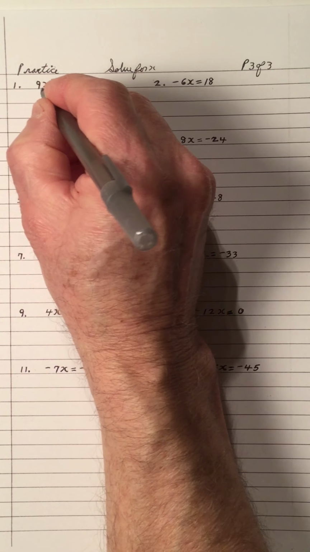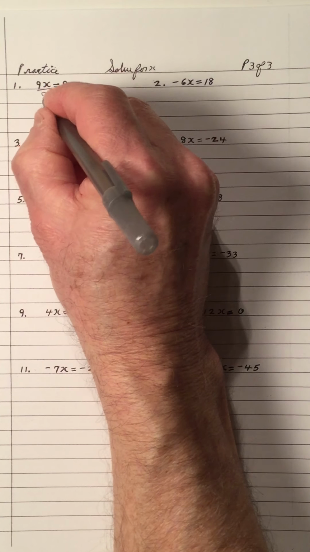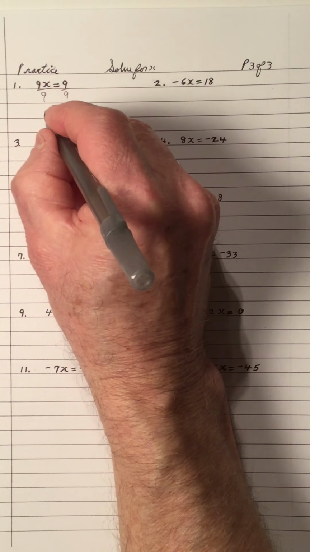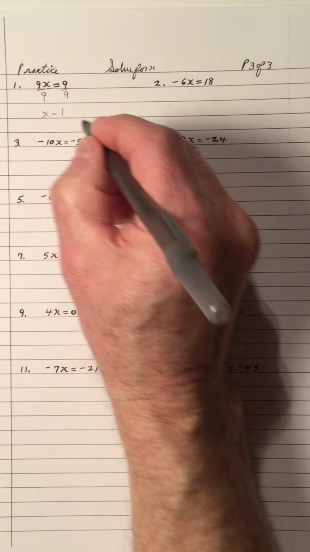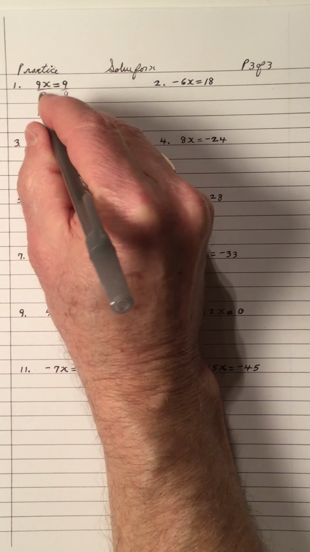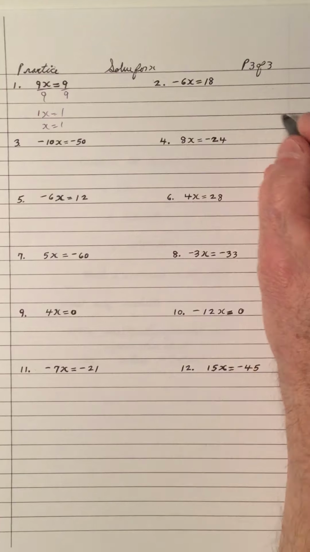Because these are integers, I'm dividing. Divide by 9. 9 divided by 9 is 1. 9 divided by 9 is 1. So notice I put the 1 there again, just a reminder. 9 divided by 9 is 1, and 1 times x is x.